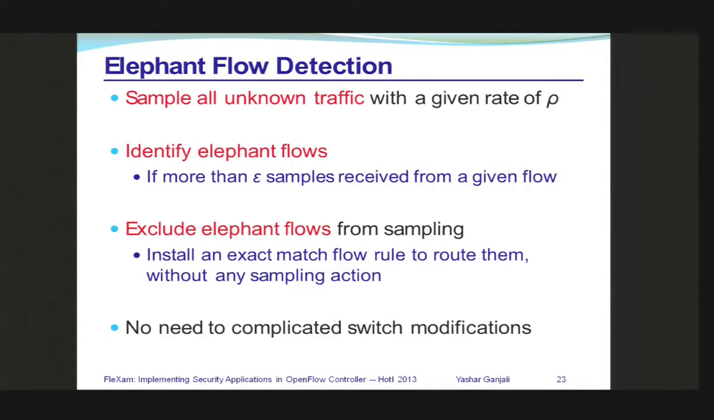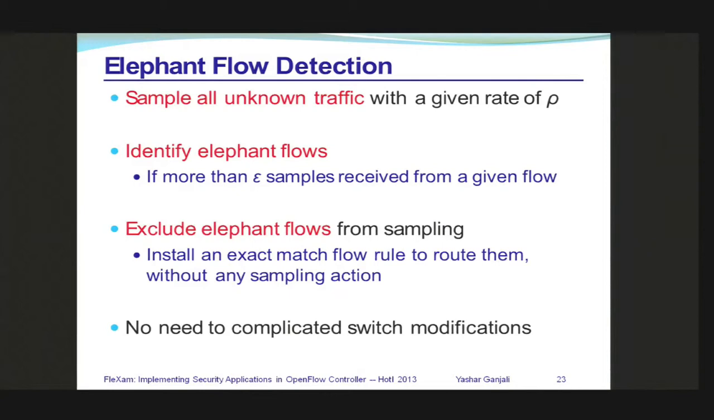So here's the algorithm, if I may repeat. You're going to sample all of your traffic with a predefined rate rho. The controller is going to receive a large fraction of packets of any given flow. As soon as you receive more than epsilon packets from the same flow, epsilon being an integer, you're going to mark that flow as an elephant flow, and exclude it from your future sampling by installing a rule on the switch and removing the sample action on that rule.